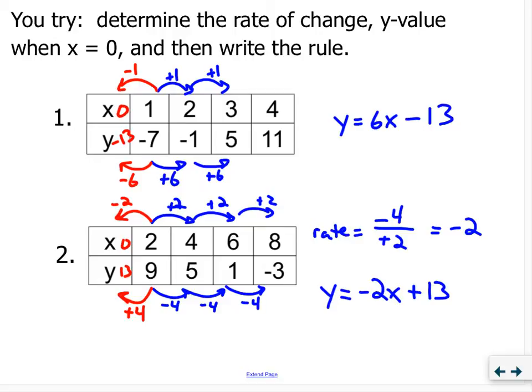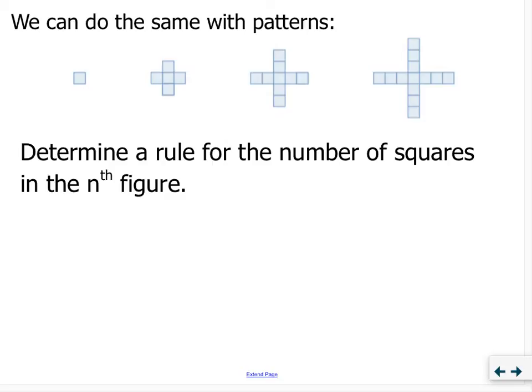As you can see in your notes, we're not only doing this with a table and with numbers, we can actually do it with a pattern as well. So we want to determine an equation now for the number of squares in the nth figure. So let's talk about what that means, first of all. N is a variable that's going to represent whatever figure number we have. So let's say that this is figure number 1, and this is figure number 2, and this is figure number 3, and this is figure number 4. So then the nth figure would be any other figure that we might want to create.